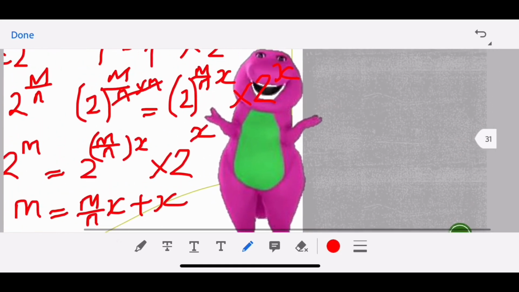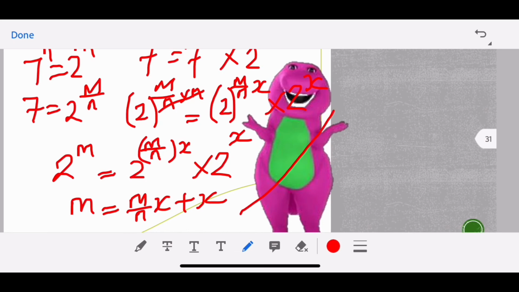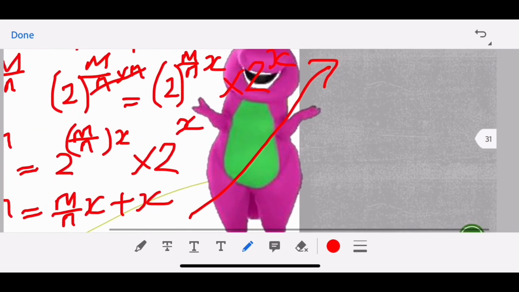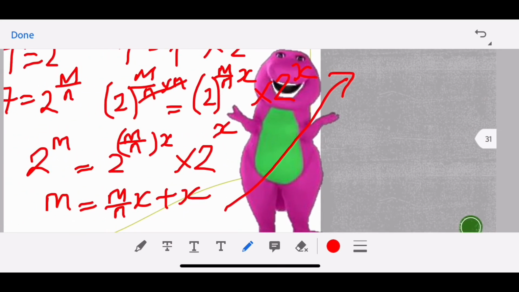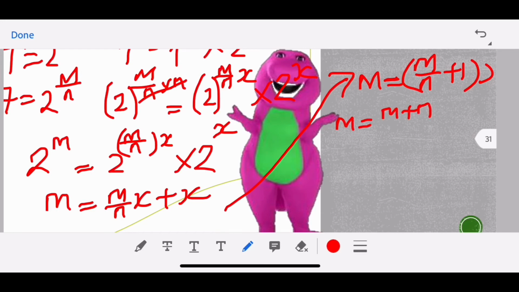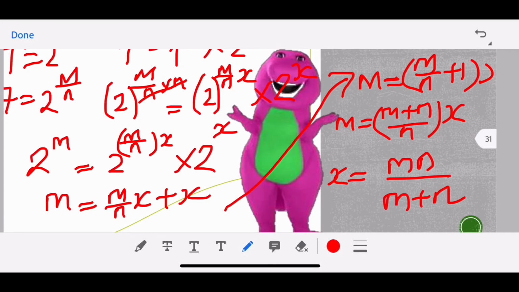Then you need to factorize the x. So I continue to this side. So we actually need to write m is equal to x times m over n plus 1, because I factorize the x. So when you factorize inside the bracket, you have to divide by x. So finally I got m over n, I make the denominator the same, m plus n over nx. So x is equal to mn over m plus n. Okay, that is how you get the answer.